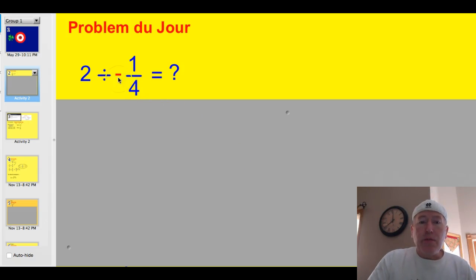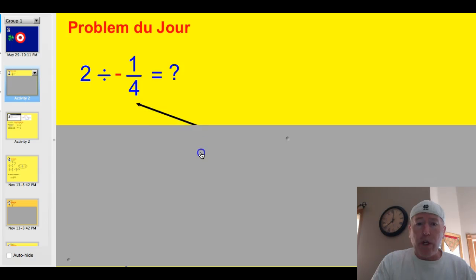Suppose we have to take 2 and divide it by negative 1/4, or 2 divided by negative quarters. How would you go about doing that? Well, you probably remember that 2, if you divide it by quarters, is actually 8. If you had $2 and you divide it by quarters, it would be 8. And if you think about it, when you have a positive divided by a negative, you know that it's going to be a negative answer too. So you could probably reason that the answer would be negative 8.